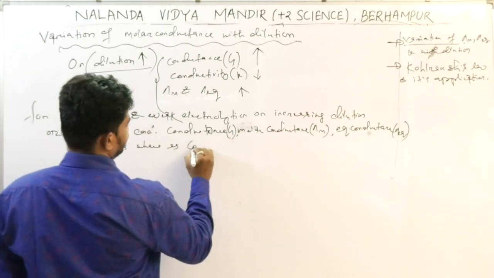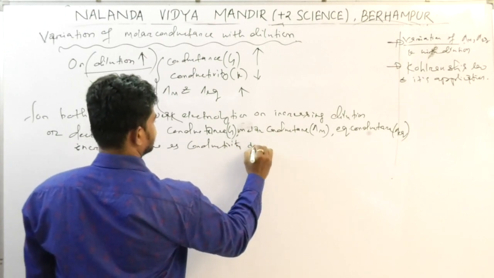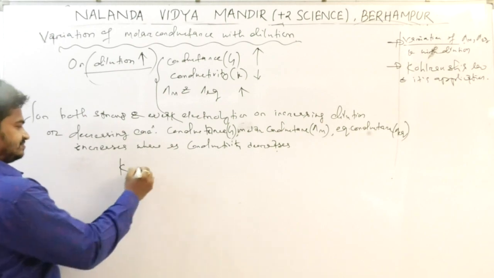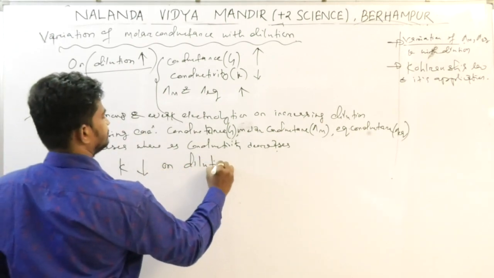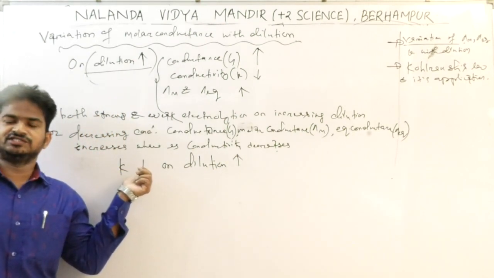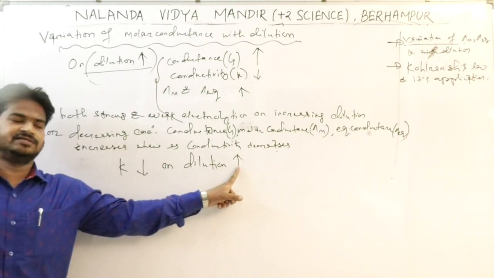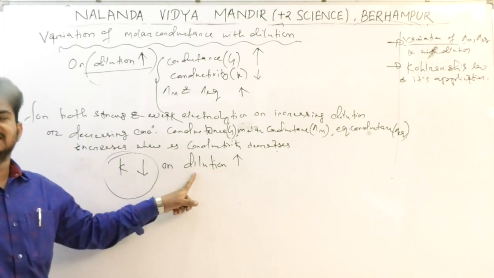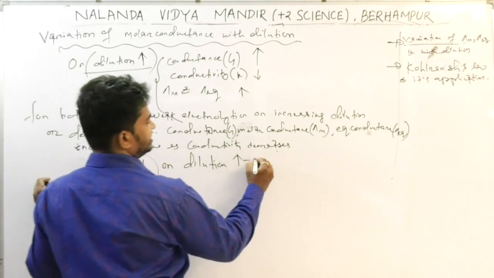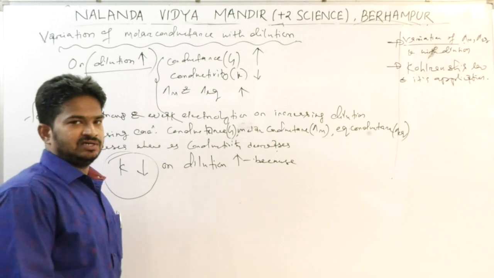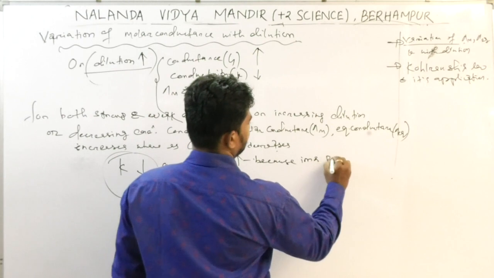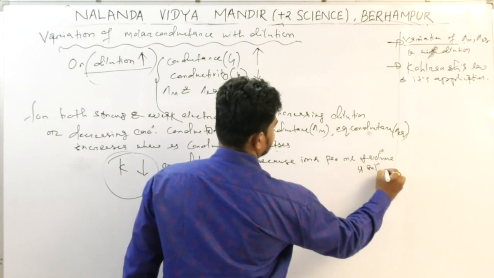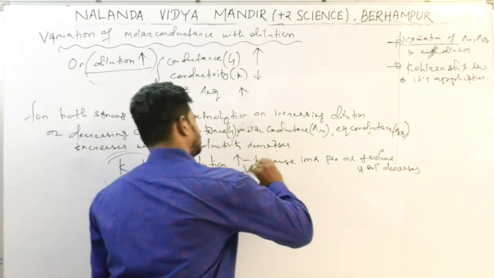Whereas conductivity, that is kappa, decreases on dilution. This symbol denotes a decrease, and this symbol represents an increase. Conductivity decreases on dilution, or by decreasing concentration. What is the reason? Because the number of ions per ml of volume of solution decreases. This is the main reason.